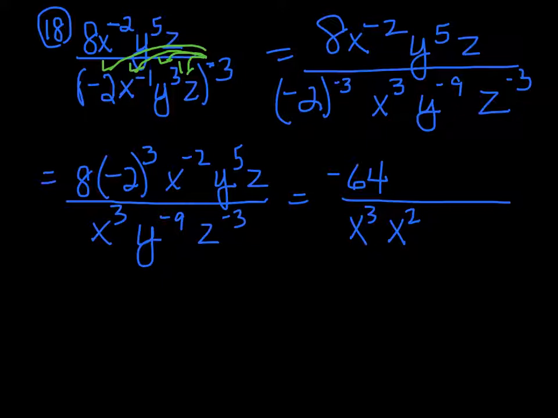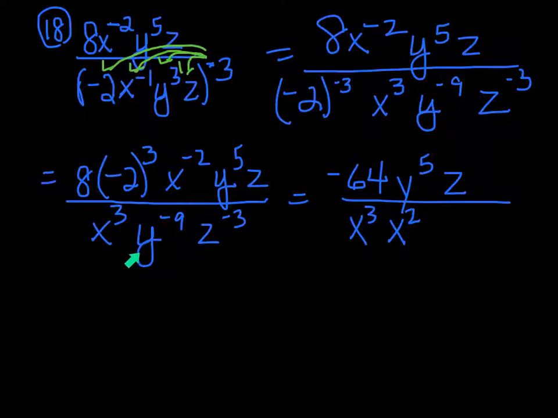Look in the numerator. If we go back to the numerator here, I have y to the fifth. Well, that's positive, so I'm just going to leave that as y to the fifth. I also have z, and that's also positive, so I'm going to leave that alone. Okay? All right, let's go to the denominator. So here's the x to the third. I have it right here.